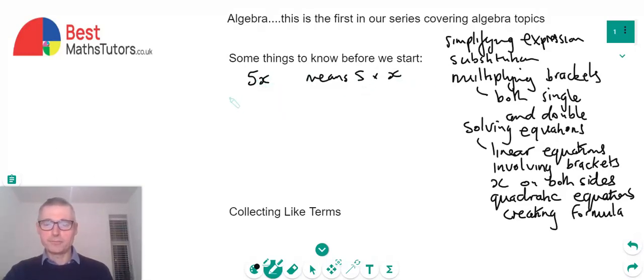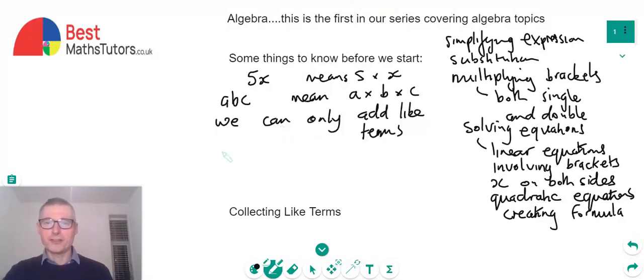And if in fact we have several letters put next to each other, for example, A, B, C, in algebra, that would mean A times B times C. So the shorthand there is not putting a times in between the letters, but we do mean that. We mean A times B times C. Another important thing is we can't simplify by adding unlike terms. In fact, putting that the other way around, we can only add like terms.